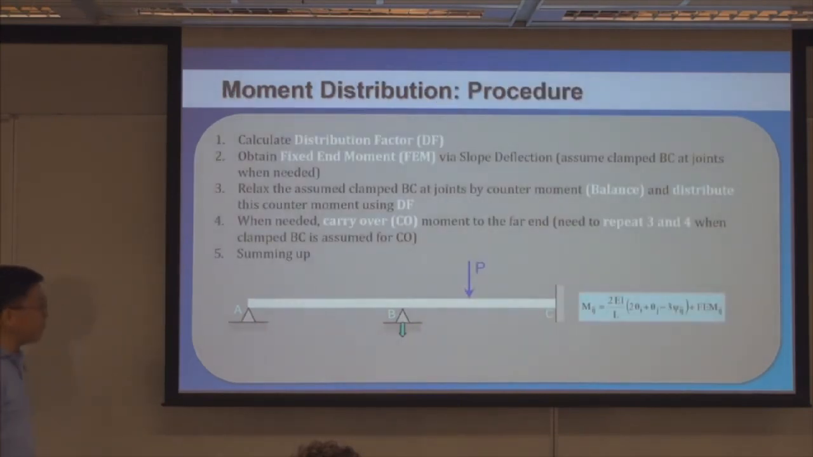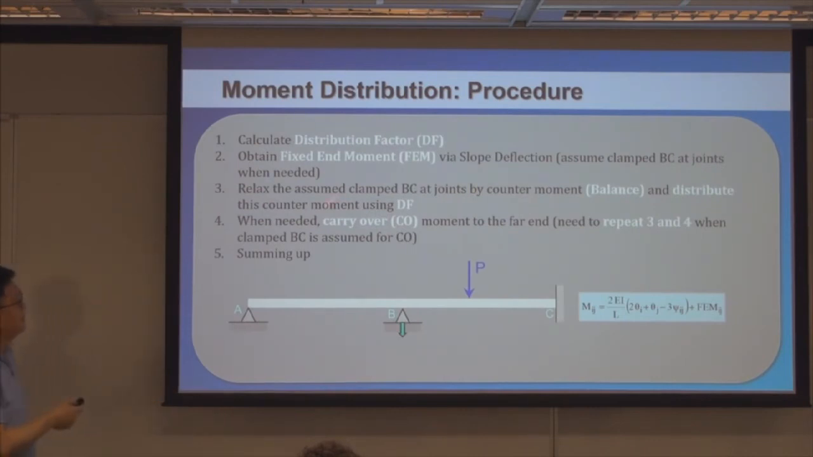Okay, so summarizing, the moment distribution procedure goes like this. First, you calculate distribution factors. So you identify joints again, and then you calculate distribution factors at that particular joint where you want to distribute your moments. And then you obtain fixed end moments using slope deflection equations. And that fixed end moment could include both the effects of loading as well as settlement, which is the rigid body rotation angle.